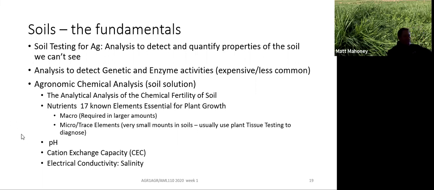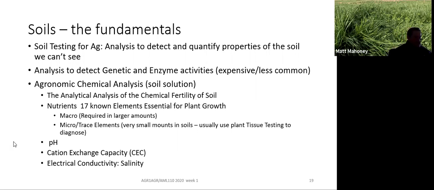So there are 17 known essential elements for plant growth. They're split between macro and micro nutrients. So the macros, we require them in larger amounts, and the micros, the trace elements, very small amounts. And so the macros we generally will be able to see and do recommendations for from our soil tests, whereas the micro or trace elements, we'll normally need to do tissue testing to diagnose those.